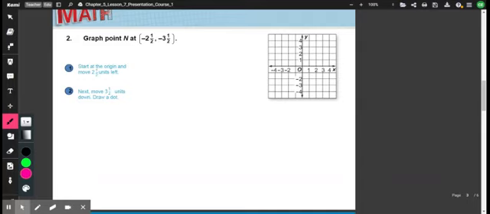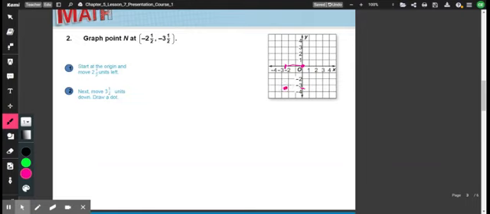So I'm going to first start on my x-axis, at the origin. I'm going to go x, so I'm going to go to negative 2, which gives me about right there. And then I'm going to do negative 3.5, which will get me about right there. So that means my point will be right about there.